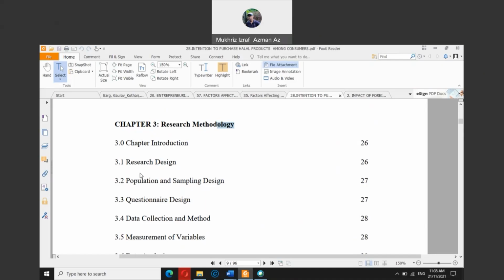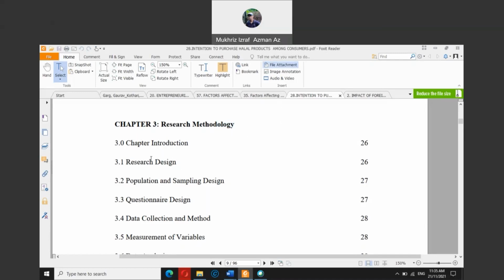So first, what is research method? Research method is basically how you want to approach or conduct your study. So this is the outline.